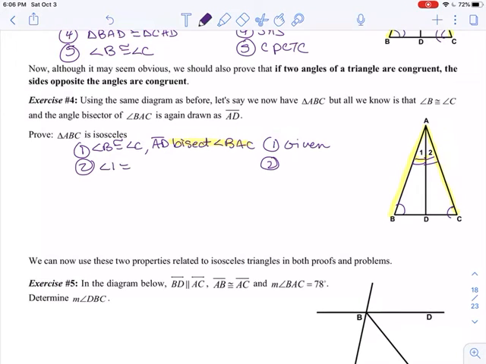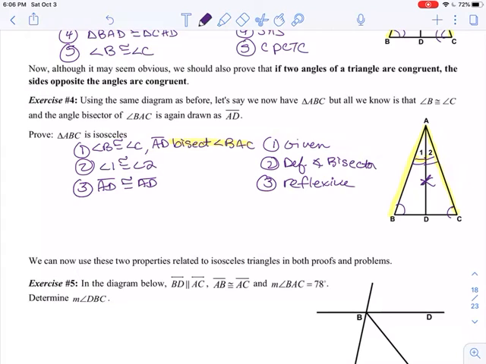I still have an angle bisector. If I bisect angle BAC, angle 1 is congruent to angle 2. Definition, angle bisector. I still have AD congruent to AD. Reflexive. Now you want to mark your picture because yes, the triangles are congruent to each other, but the reason is different. My given was a little bit different, so my reason's going to be different. This time, triangle BAD is congruent to triangle CAD by angle, side.